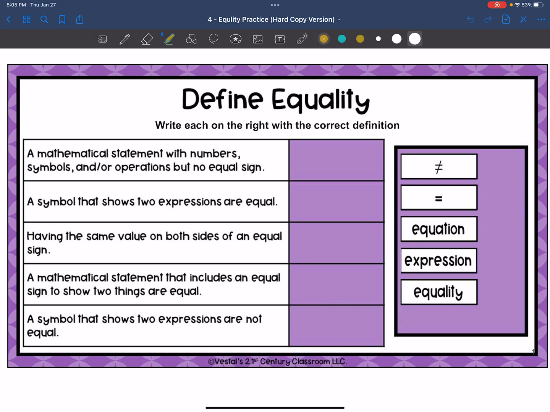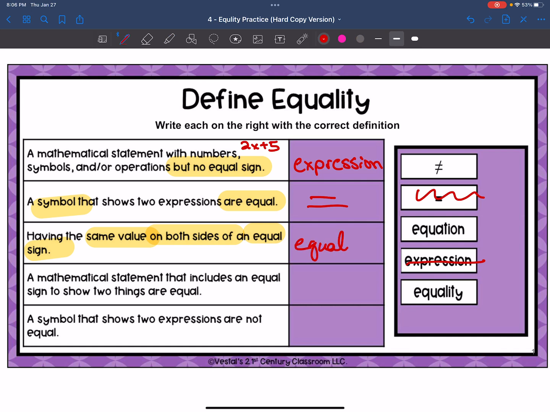A mathematical statement with numbers, symbols, and operations, but no equal sign is going to be an expression. Okay, so that would be something like 2x plus 5. A symbol that shows two expressions are equal, well, that's going to be the equal sign. Having the same value on both sides of an equal sign, that's going to be equality. I just gave you the answer.